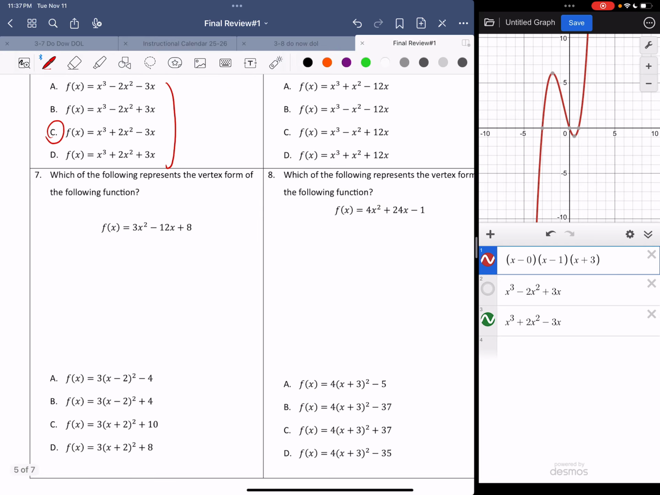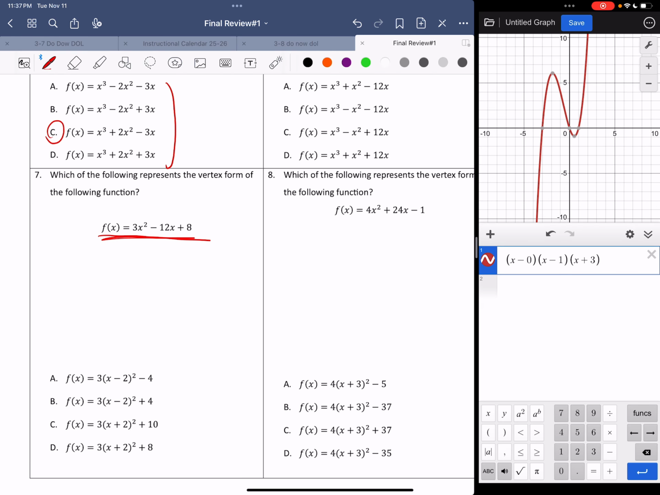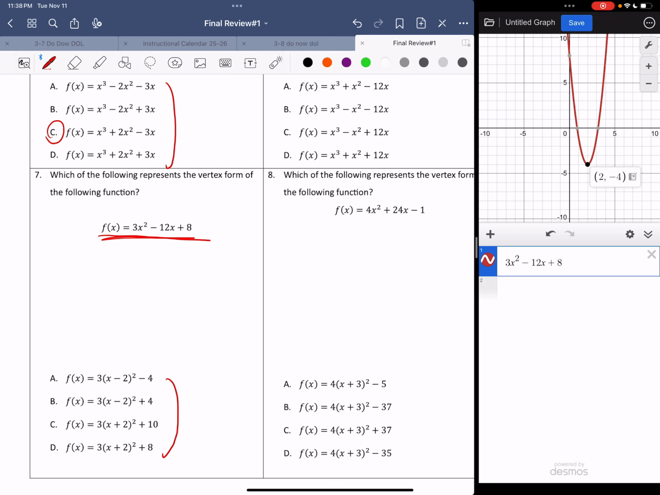It's going to be the same thing for question number 7. Which of the following represents the vertex form of the following function? So which one represents this? I can just put this into Desmos. It's very easy. And I'm going to put every single one of these into Desmos and see which one matches.